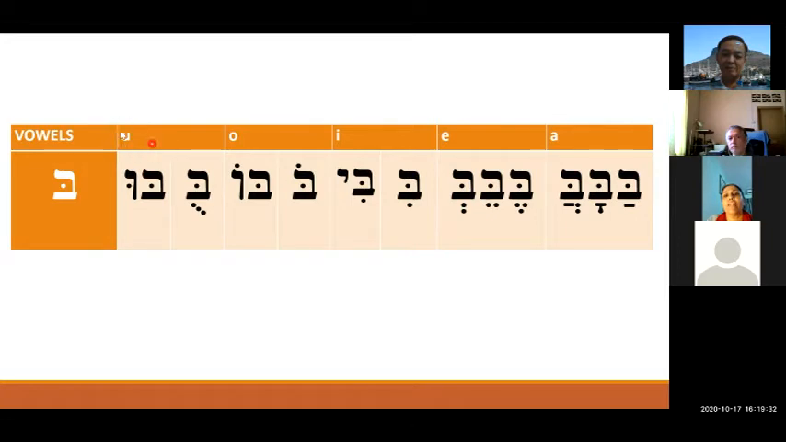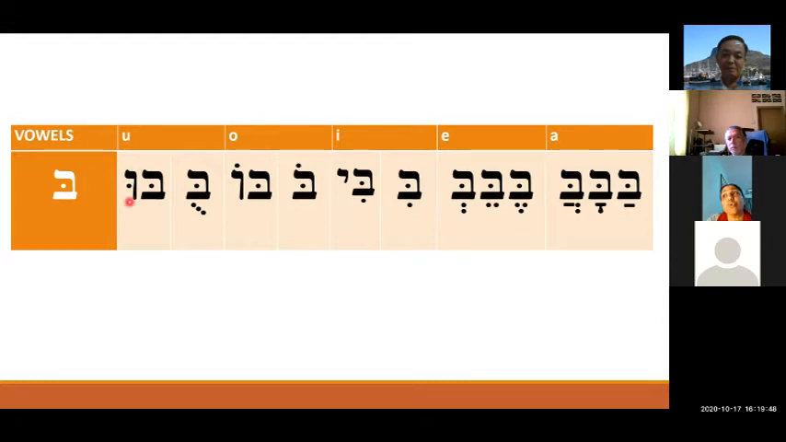The first one under the U class vowel is bet with the three dots diagonally, the kibbutz vowel. What is it? Boo, as if scaring somebody. Okay, next one.